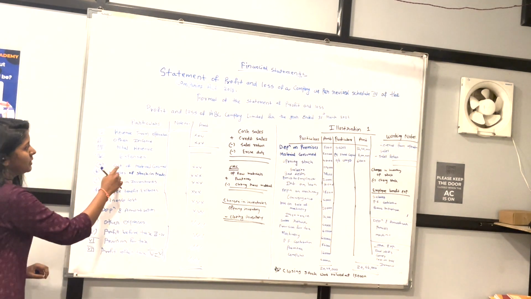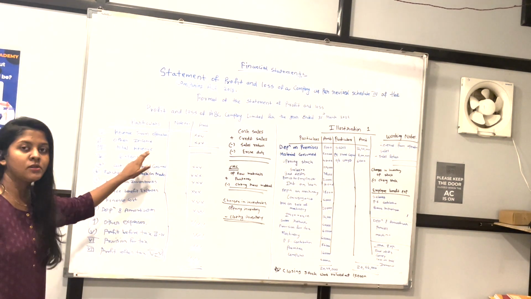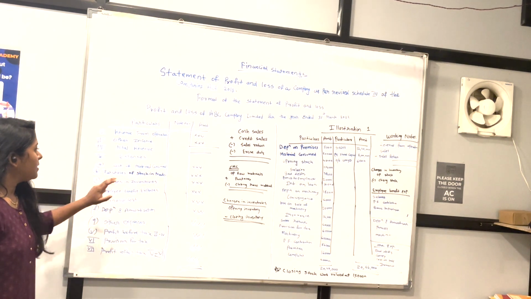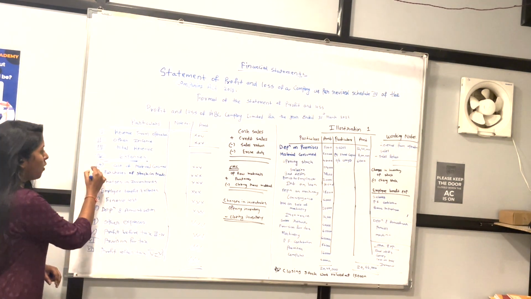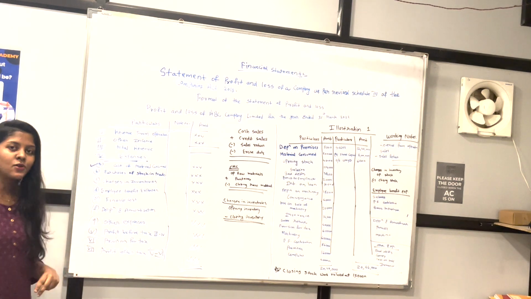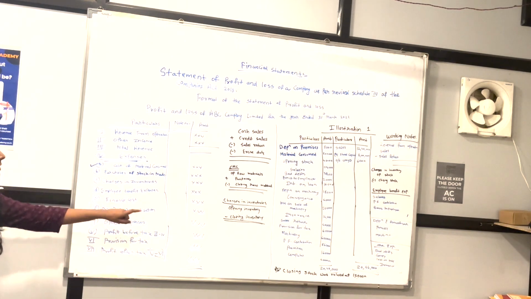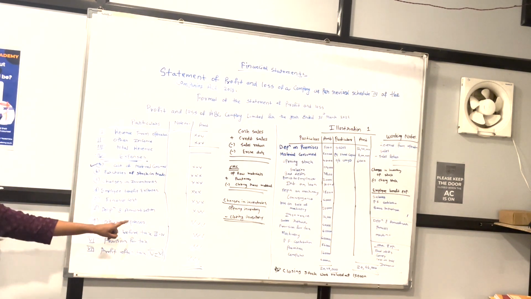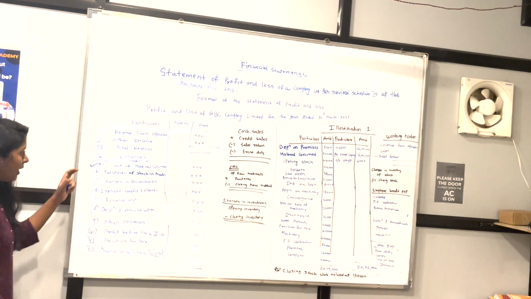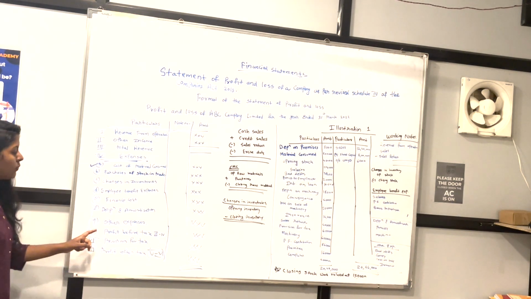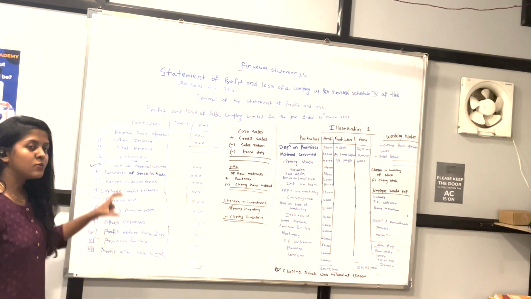The first head is revenue from operations, second is other income, third is total revenue, and fourth is expenses. Under expenses, the items are classified as cost of materials consumed, second purchases of stock in trade, third changes in inventories, fourth employee benefit expenses, fifth finance cost, sixth depreciation and amortization, and seventh other expenses. Then we have to calculate profit before tax, provision for tax, and profit after tax. We'll do it step by step.